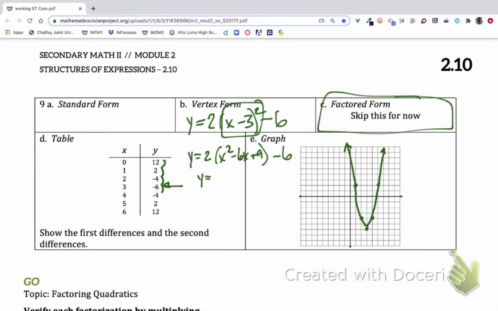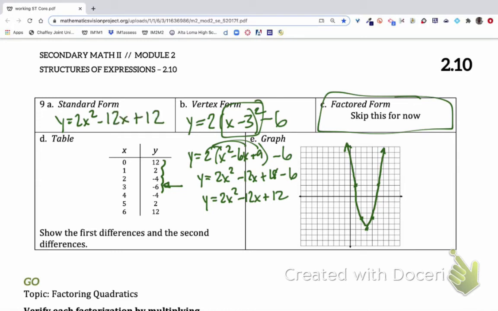Distribute that: 2x squared minus 12x plus 18 minus 6. So I'm just taking that 2 and distributing it all the way in. 2x squared minus 12x plus 12 would be exactly what you're looking for. And one way to check that is to look at your y-intercept. If you plug 0 into that equation, you should end up with 12.